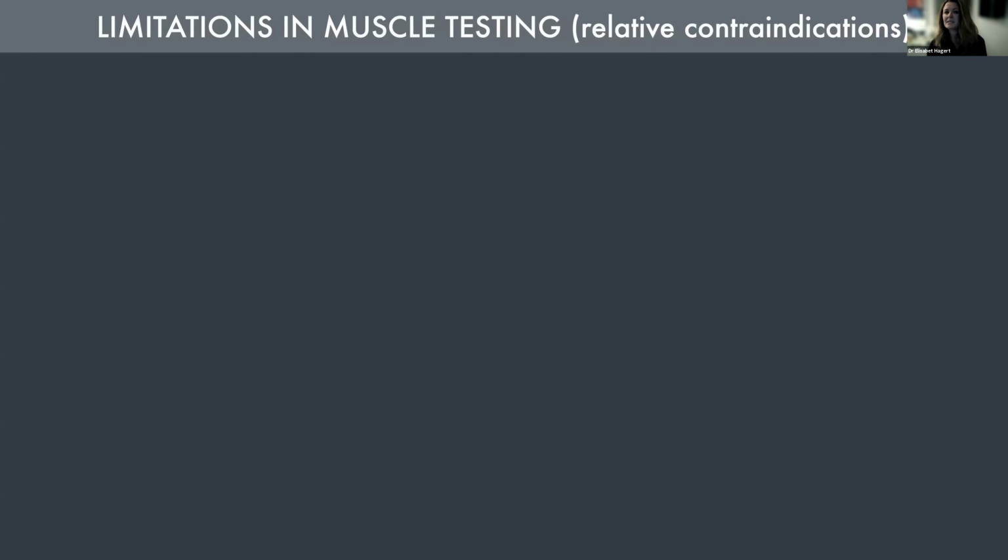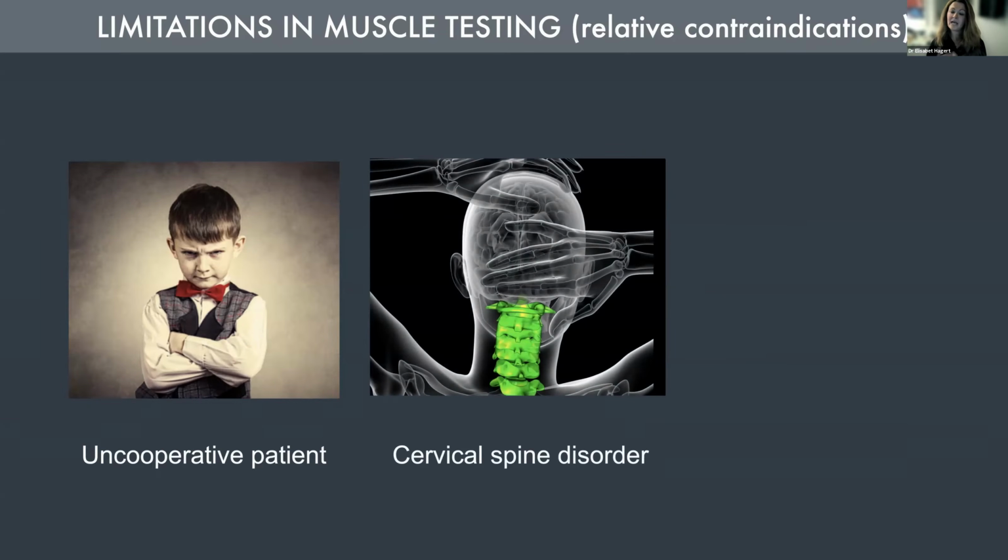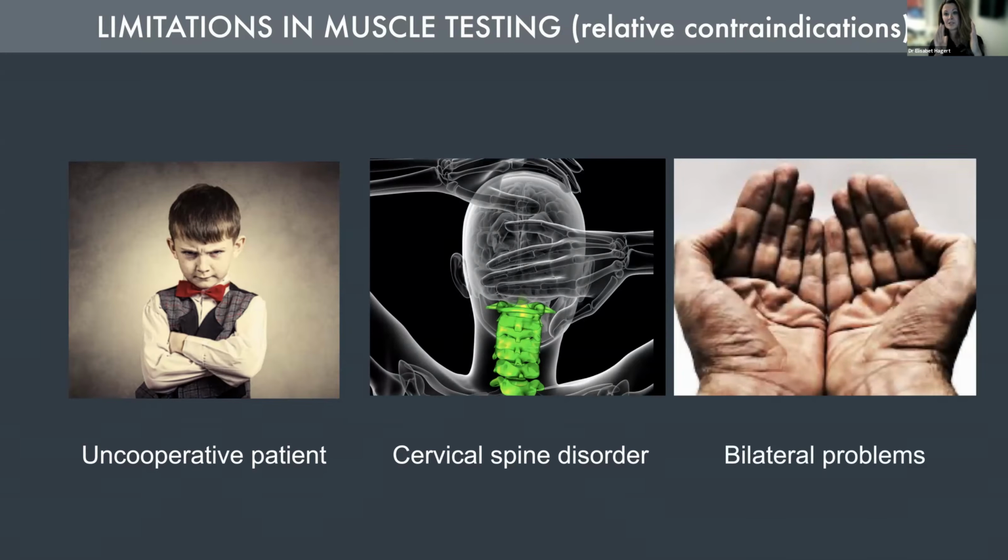So what are some of the limitations in muscle testing and relative contraindications? Well, the first one is an uncooperative patient. If your patient is not interested in taking part in performing this muscle exam, it's a waste of time and it's not going to be worth it. If you have a patient with a very severe cervical spine disorder, then they are going to have a motor exam that is not going to be normal. And finally, if you have patients with bilateral problems, because it really is dependent on testing for weakness and comparing it to the other side.